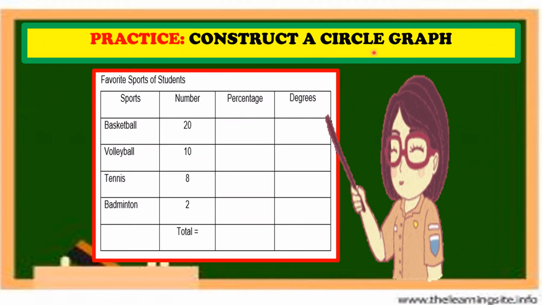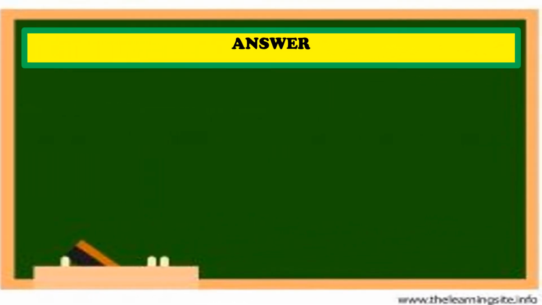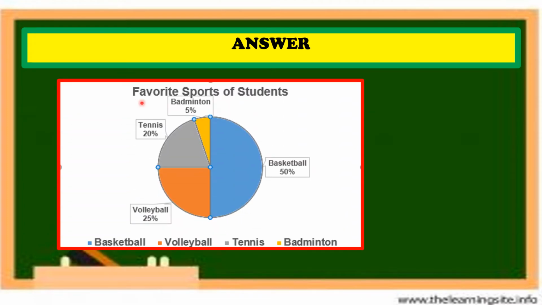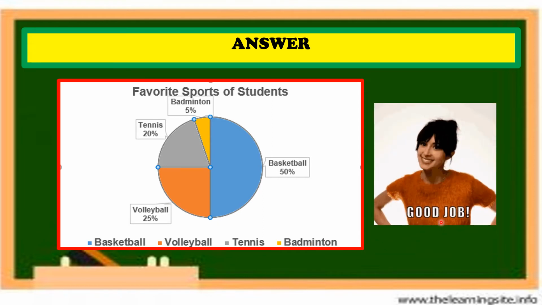We need to construct a circle graph on the favorite sports of students. We will try to answer the problem by making a circle graph or a pie chart. Bernard Allen, can you answer the problem? Show your work. Here is the work of Bernard with the title, the label and percent, and we have the legend. Good job, Bernard Allen!